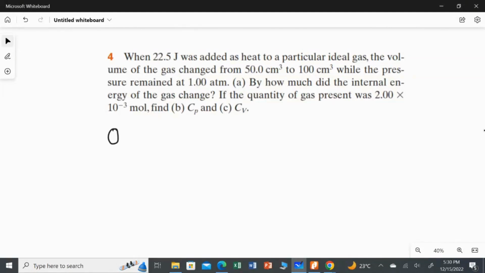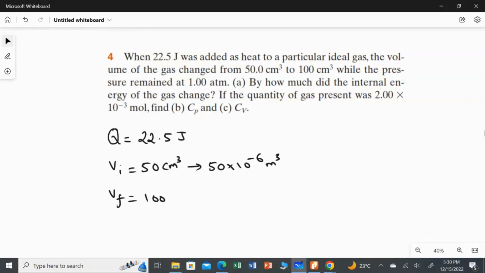So the amount of heat energy supplied to the gas here is mentioned as 22.5 joules, right? And by that, its volume changed from initial to final. So Vi takes the value of 50 centimeter cube. If you convert it in terms of meter cube, it is 50 multiplied 10 power minus 6 meter cube. Likewise, the final volume here they mention as 100 centimeter cube, which takes the value of 100 multiplied 10 power minus 6 meter cube, right?